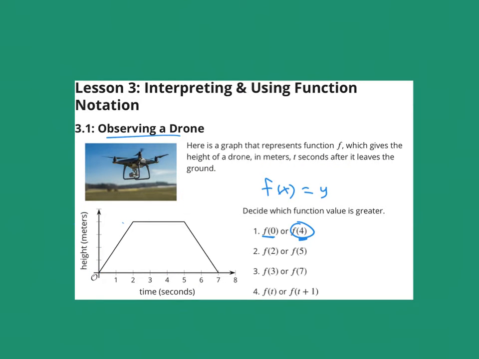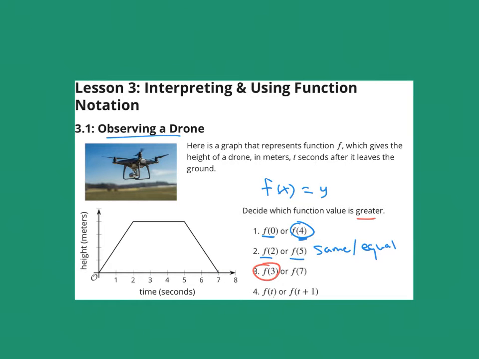Comparing f of 2 to f of 5, I'm going to go from 2 and then over, and then f of 5 and over. It looks like they are the same or equal. So neither is greater. F of 3, again, all the way to that top part, versus f of 7, back to 0, then f of 3 is greater.